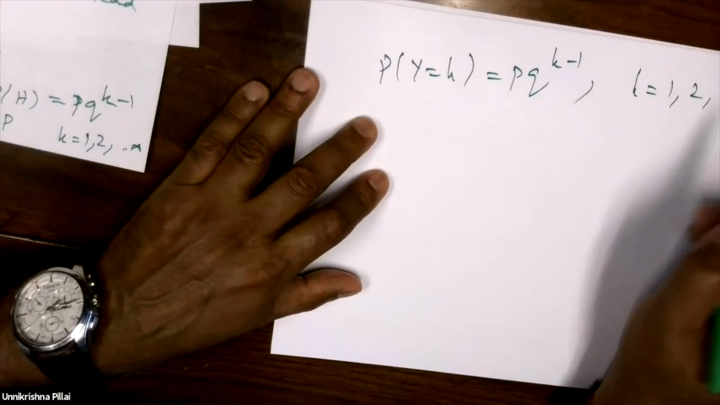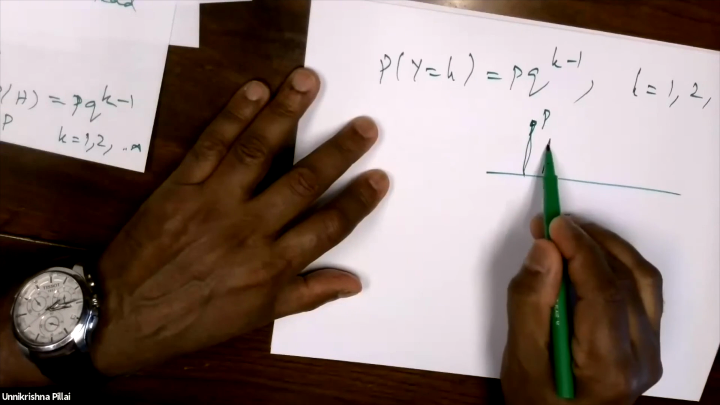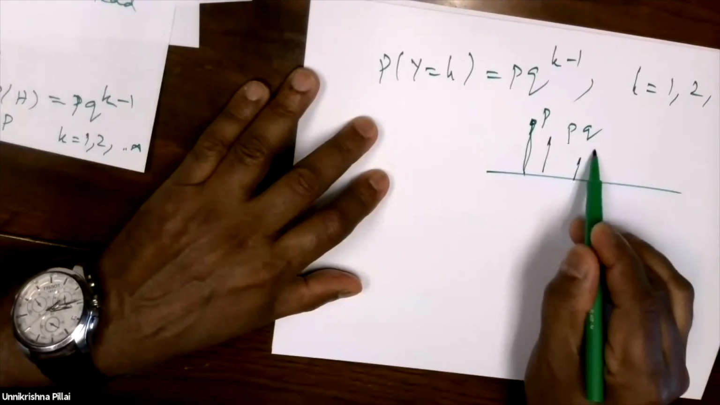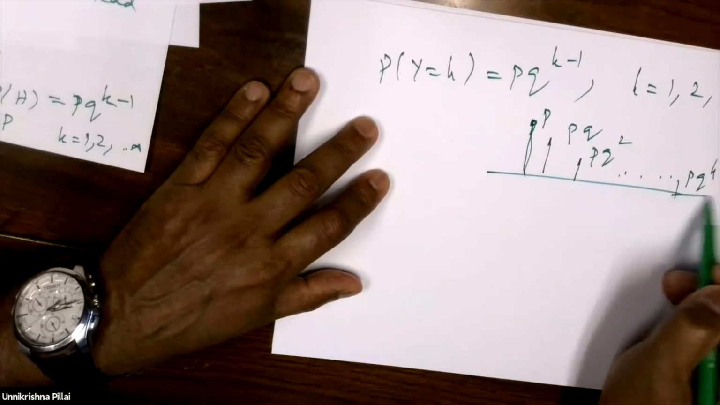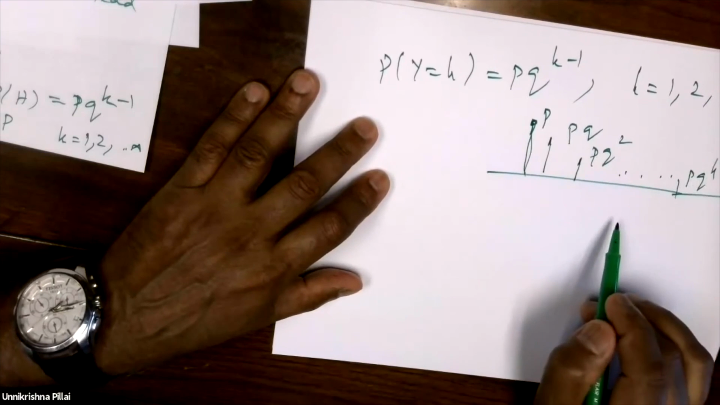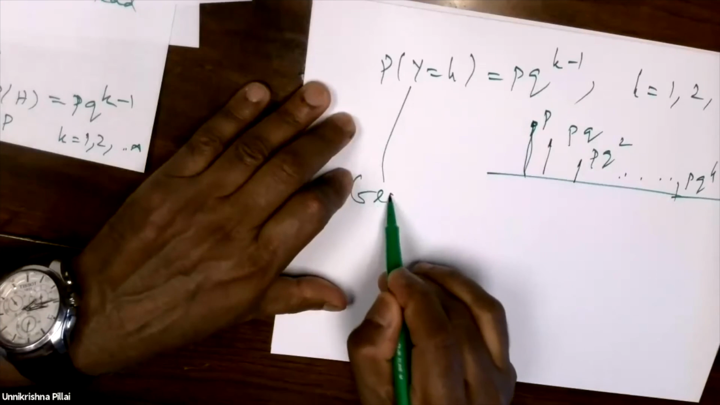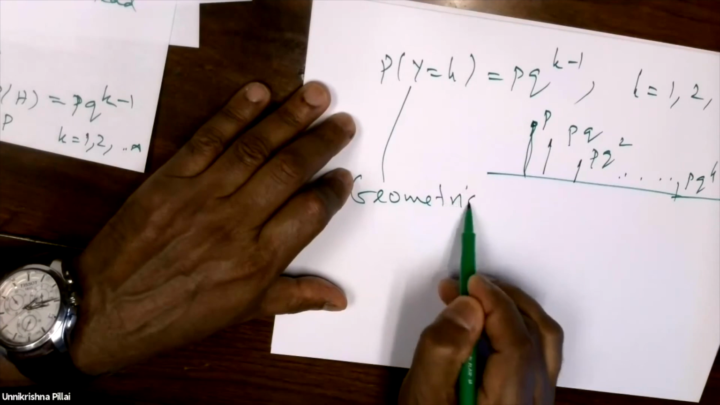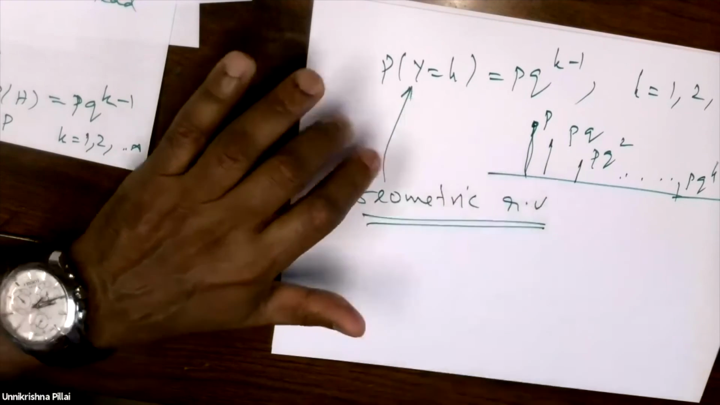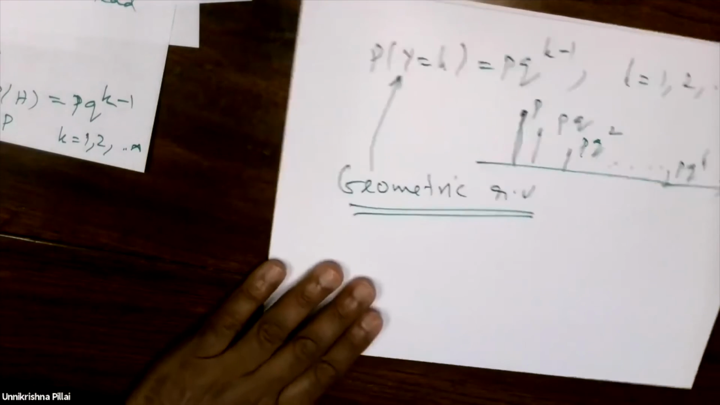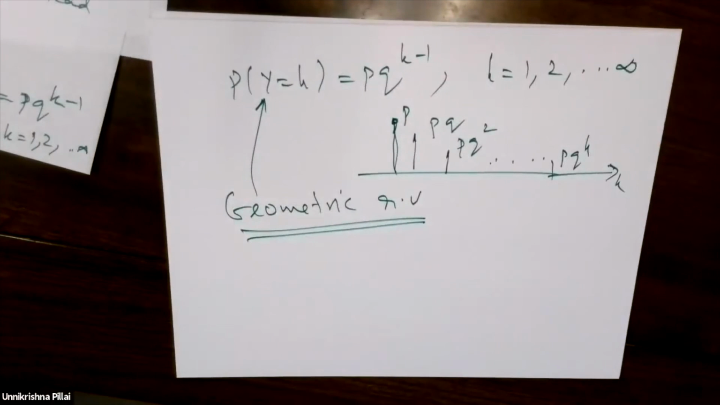If you plot this, the first one will be p, then it will be pq, then pq squared, etc., pq to the power k minus 1, where k is what we are plotting. So this looks like a geometric progression. So we call this random variable a geometric random variable. That's the name attached to it. Physically you should know that this represents the number of trials required to get the first success.